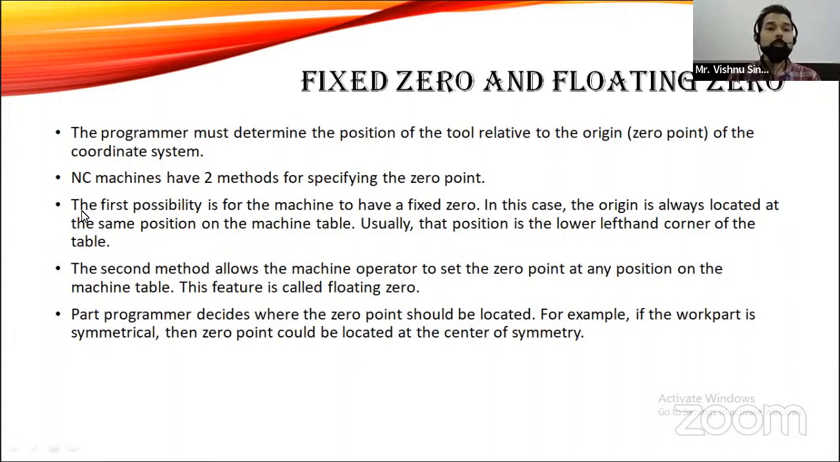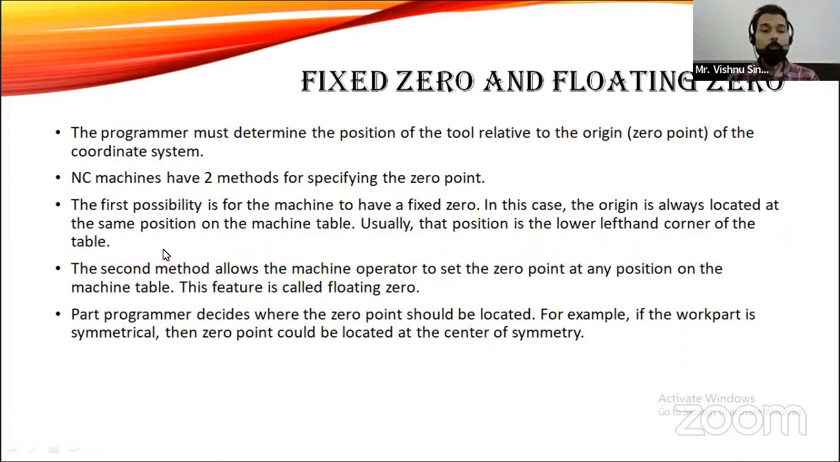As you can see, the first possibility is for the machine to have a fixed zero. In this case, the origin is always located at the same position on the machine table. So basically my origin will always be at the lower left corner of the workpiece. Usually that position is the lower left hand corner of the table.